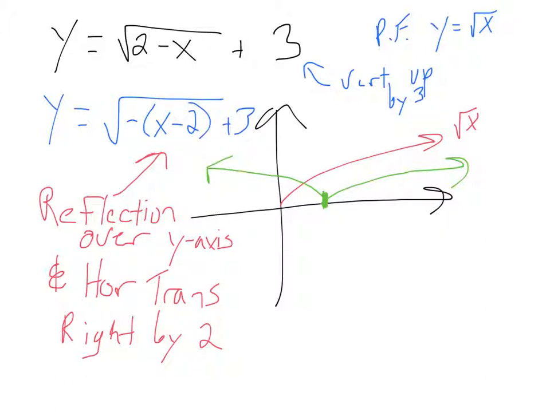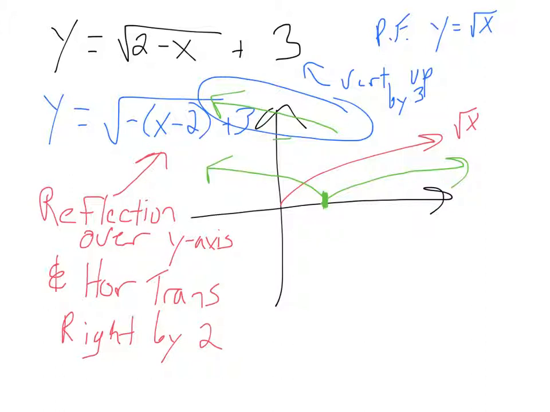Shift it up by 3, right? So let's say here's 3, so now it's going to look like this, right? So my final result would be this guy right here. So we push it to the right by 2. We rotate it around the y-axis, which is essentially just to rotate it horizontally 90 degrees, or sort of rotate it to the left 90 degrees, and then push it up by 3.